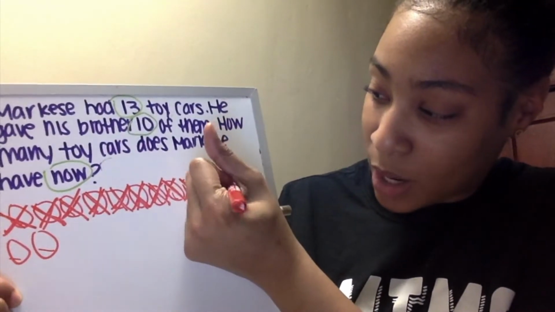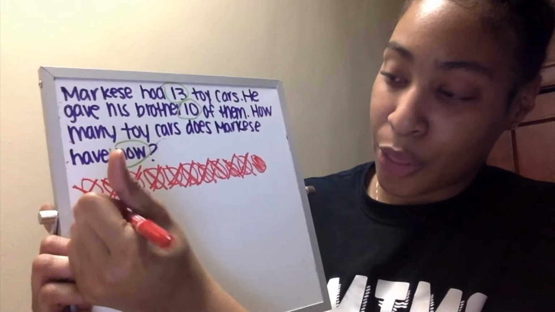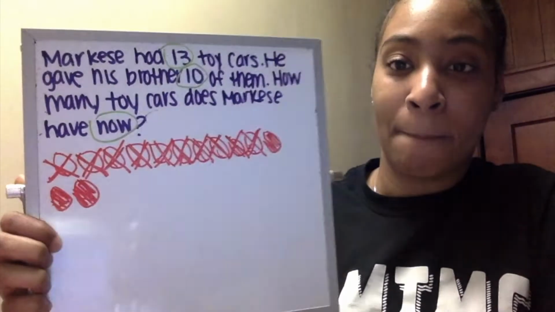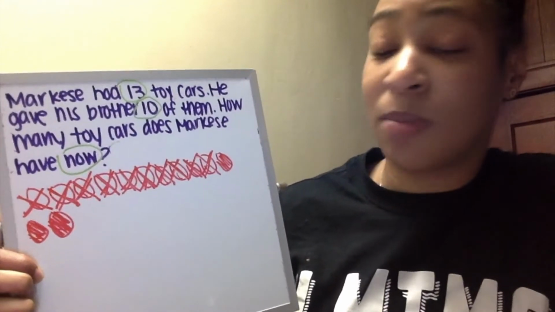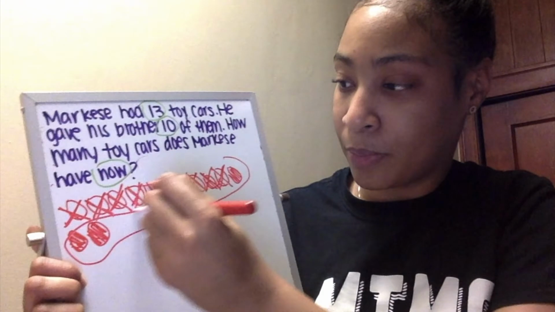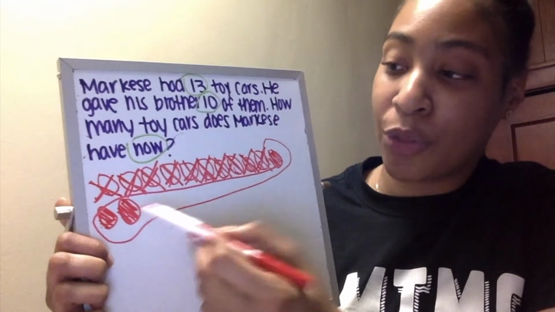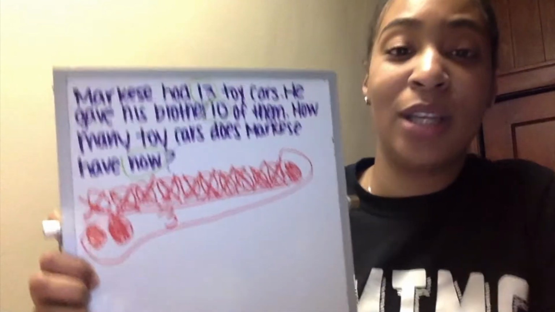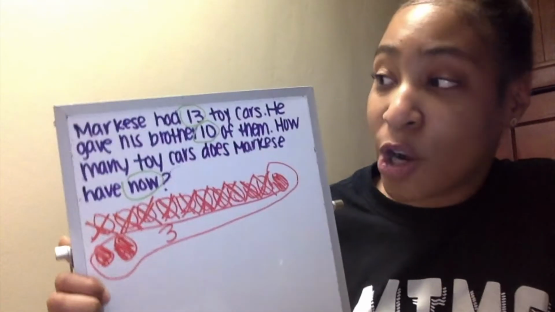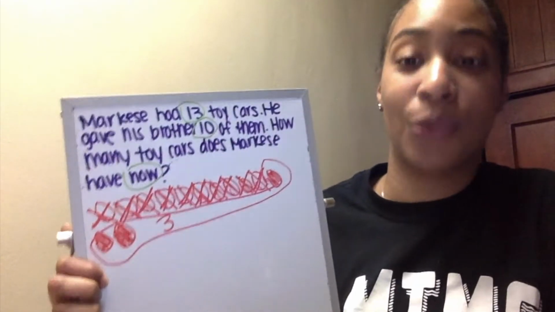So he has 1, 2, 3. So how many toy cars does Marquise have now? 1, 2, 3. Marquise has 3 toy cars left. After starting with 13 and giving his brother 10, he's left with just 3.